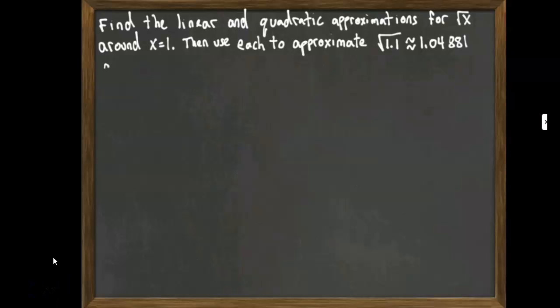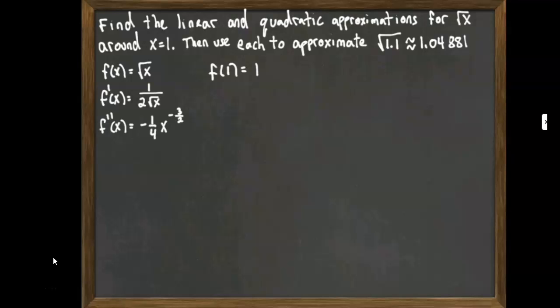So we continue here by saying, of course, our function is square root of x. So to do the linear approximation, we need to know what f prime is. And to do the quadratic approximation, we're going to need f double prime. So f prime, the derivative of square root of x, where that's x to the 1/2, would be 1/2 x to the negative 1/2, or 1 over 2 square root of x. And then the derivative of that, the second derivative, would be negative 1/4 times x to the negative 3/2.